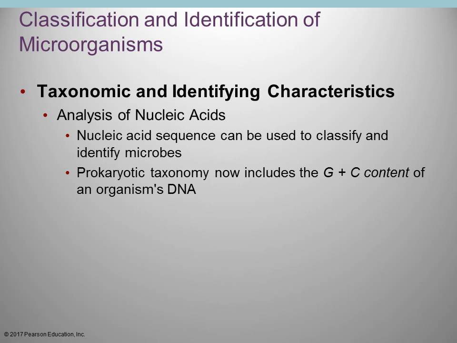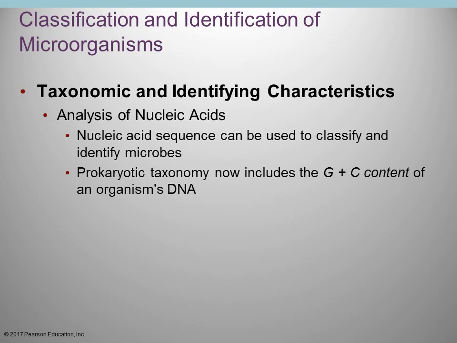You can also analyze the nucleic acid, look at your sample and collect the DNA. You can do what we call a sequence of it. With our technology now, that is fairly easy to do, and typically what they will record for taxonomic purposes is what we call the GC content.